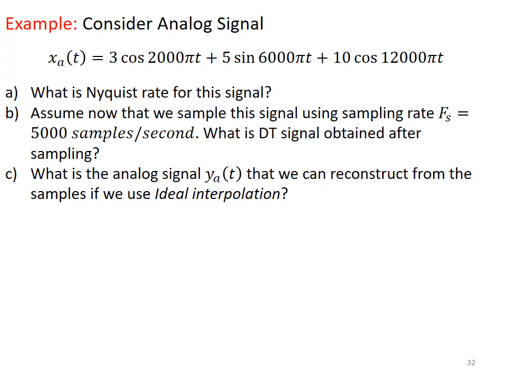in which we have 3 frequency components. We have to determine the Nyquist rate of the signal. In part B, assume now that we sample this signal using a sample rate of 5000 samples per second. What would be the discrete time signal obtained, and what is the analog signal that can be reconstructed from the samples if we use ideal interpolation? So this is an example. Also, I'm leaving this as homework for you.